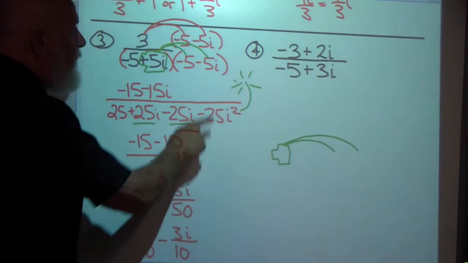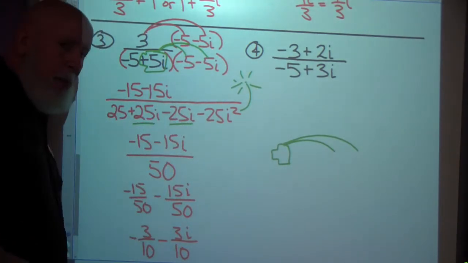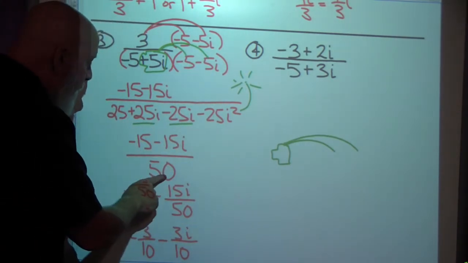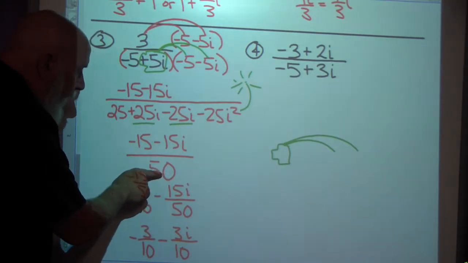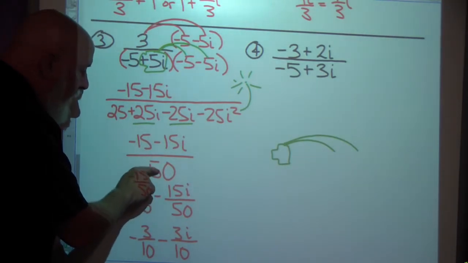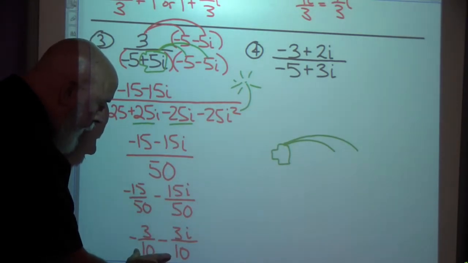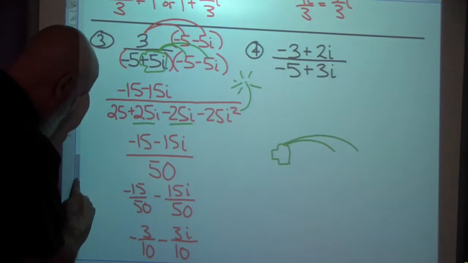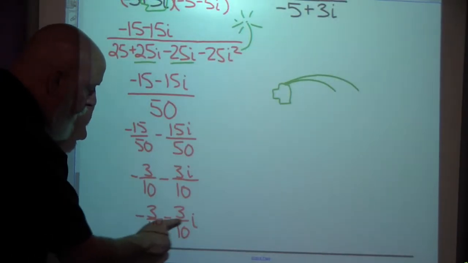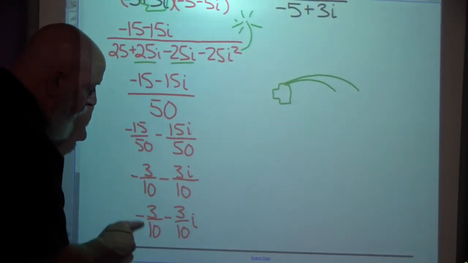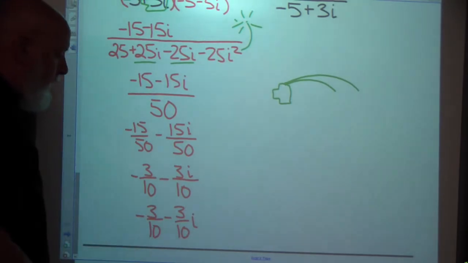That's what we're shooting for. That's why we're multiplying the top and bottom by the complex conjugate. And once we get that, we break it into two fractions, negative 15 over 50 minus 15i over 50, and reduce the fractions. And now we're in standard complex form, a plus bi. a is negative 3/10, b is negative 3/10.